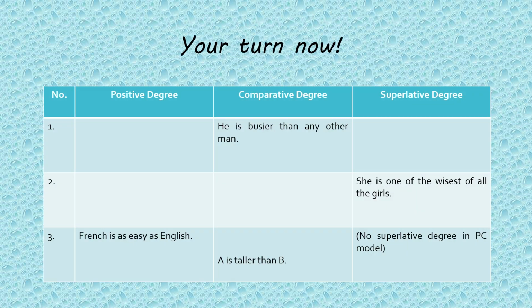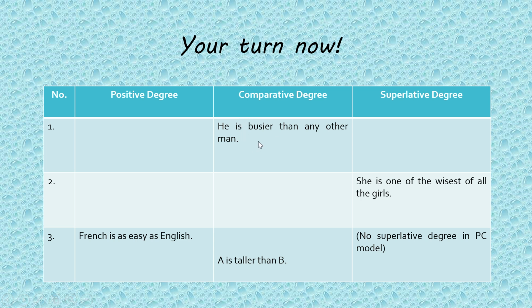Okay, now we are done with the theoretical aspect of the degrees of comparison, and let's have some exercises. It's your turn now. This is a table of degrees of comparison. You need to fill up the blank spaces. The first sentence: he is busier than any other man. This sentence is in the first model sense, the superlative sense.